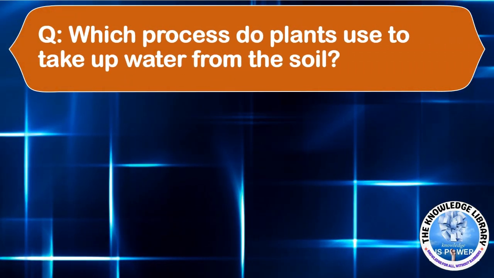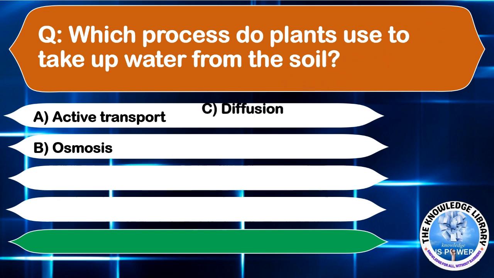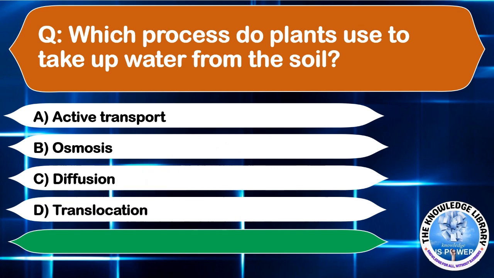Moving to the next question. Which process do plants use to take up water from the soil? Option A, active transport. Option B, osmosis. Option C, diffusion. Or option D, translocation. The correct answer is option B, osmosis.